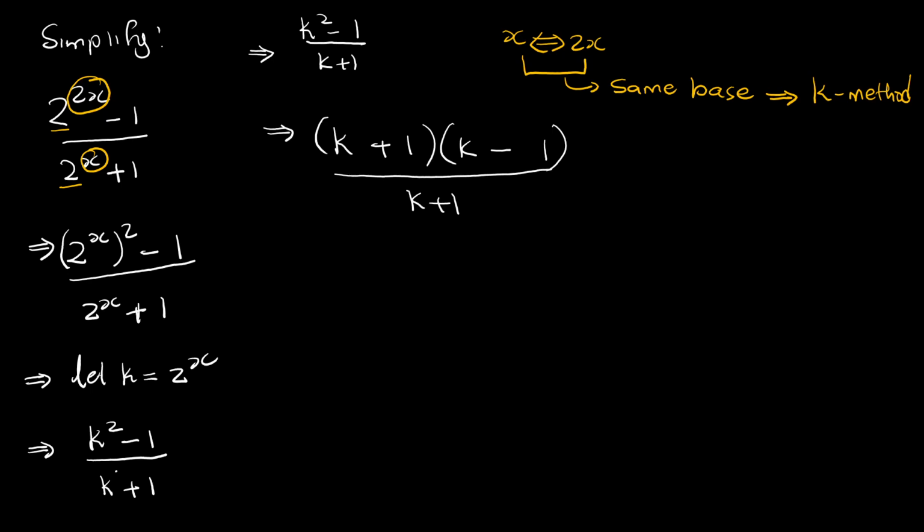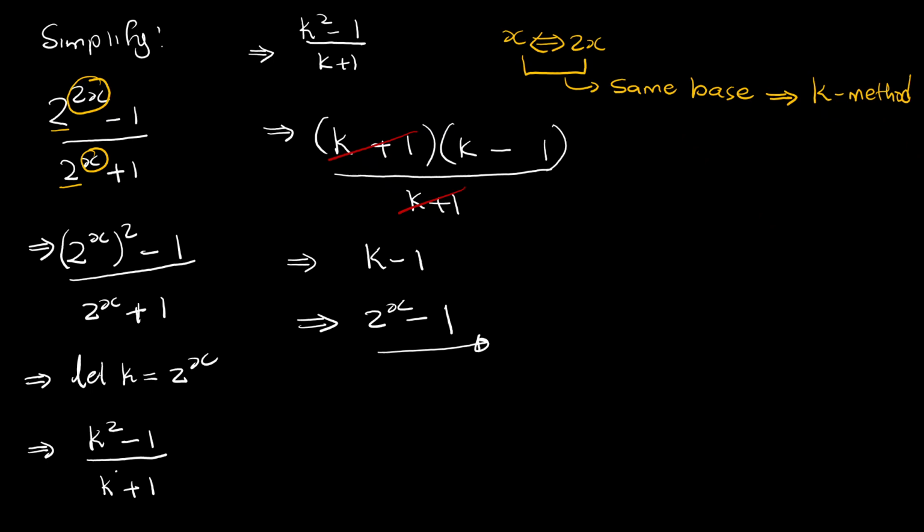And then look at this. We have the common terms. We can cancel those two. And what do we have now? We are only left with k minus 1. Please do not leave your answer as k minus 1. Remember, where there's k, we need to substitute back 2 to the power x. So the answer is 2 to the power x minus 1. Wow, that was nice and easy.